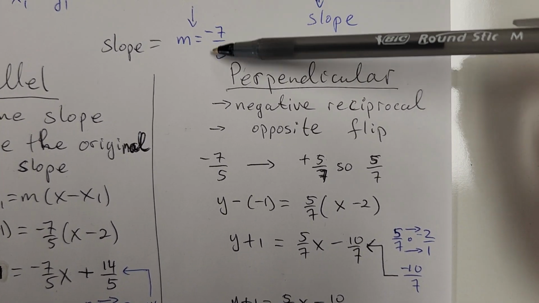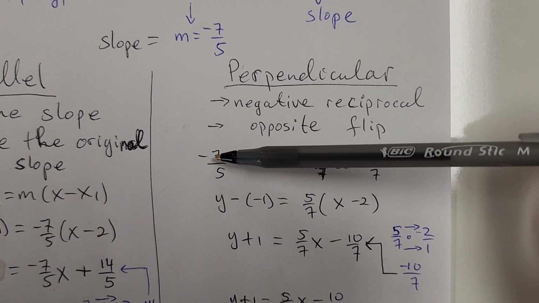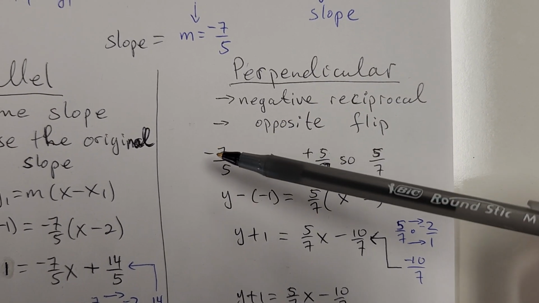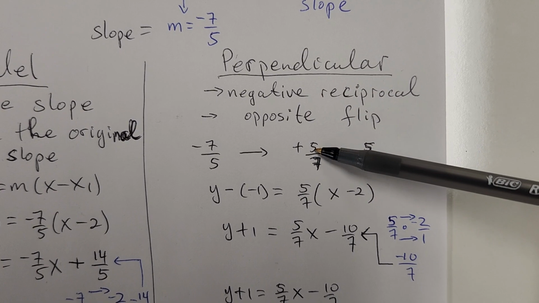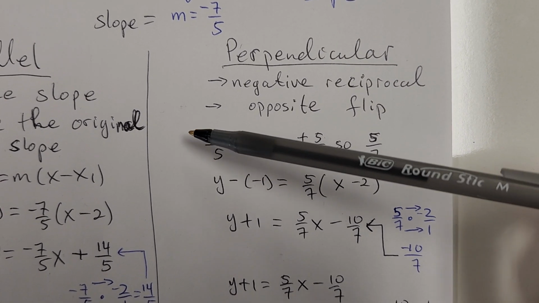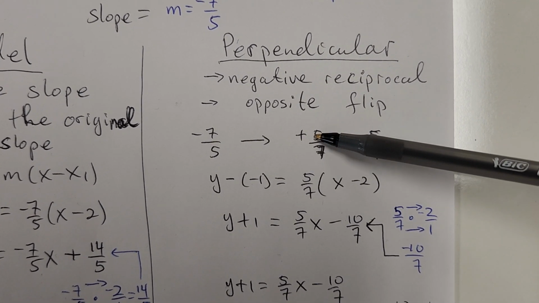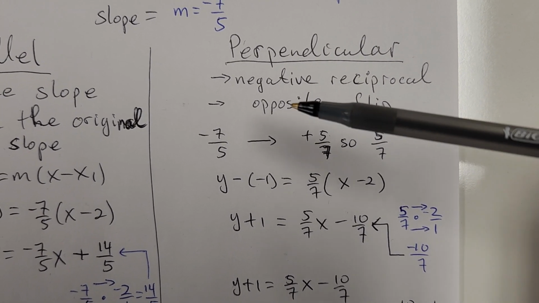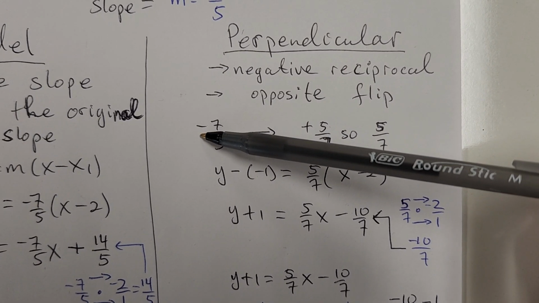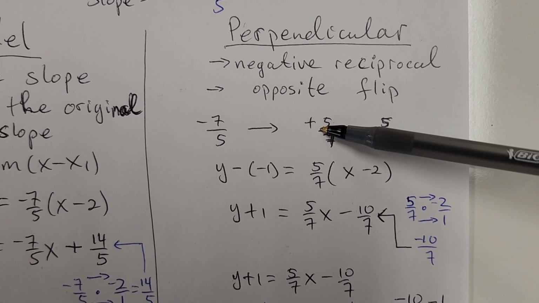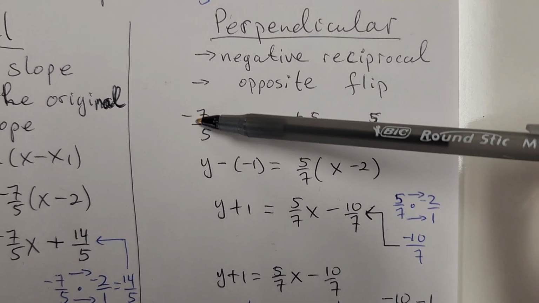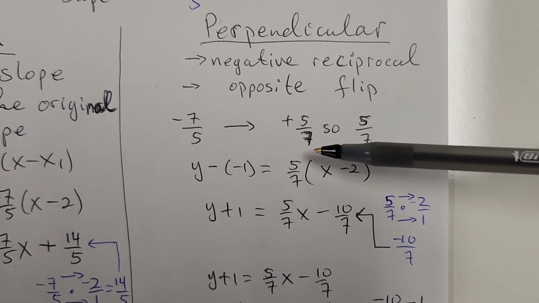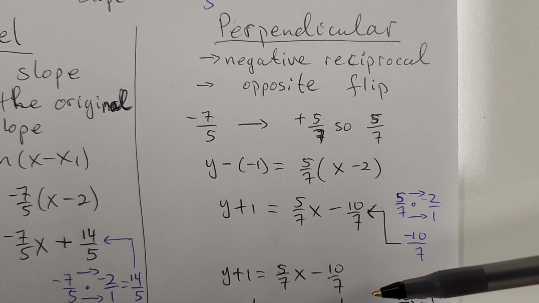So here's my original slope, negative 7/5, negative 7/5. Follow the format here. Opposite, so if this was negative, then you will do positive. If this was positive, then over here should be negative. That's why I use the word opposite. Flip, so you're going to flip the fractions. So instead of 7/5, it will become 5/7.